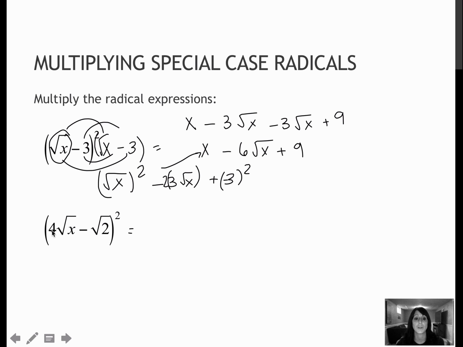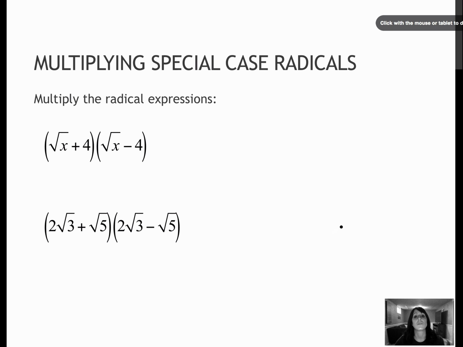So if I squared the first term, I would get 16. 4 times 4 is 16. Radical x times radical x is x, so I would get 16x. If I multiplied these two values together, I would get 4 radical 2x, but I would double that, so that would give me 8 radical 2x. Notice that other part in the middle, that radicand, did not double. And then for the last one, I would square that, so radical 2 squared would give me 2, and that would be my final answer.